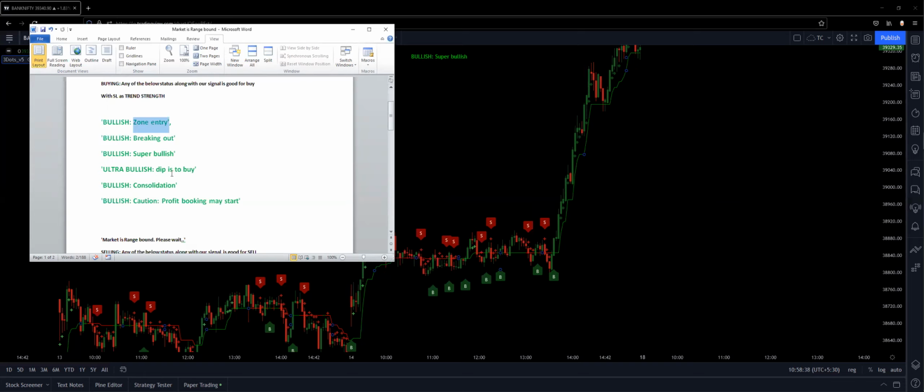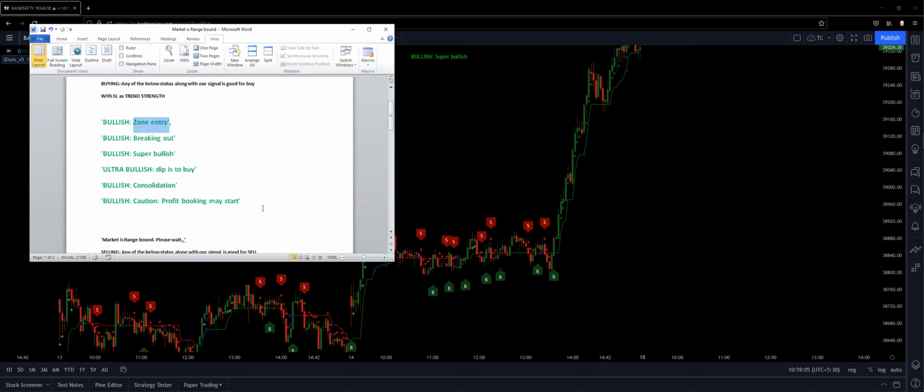So here you will see a dip, and you will want to wait for a dip to buy, right? Then if there is a sideways movement in this ultra bullish move, something like this, you will see a bullish consolidation, right? Basically they've pulled back a little bit, and they're just consolidating to take it up again. So that will be a bullish consolidation.